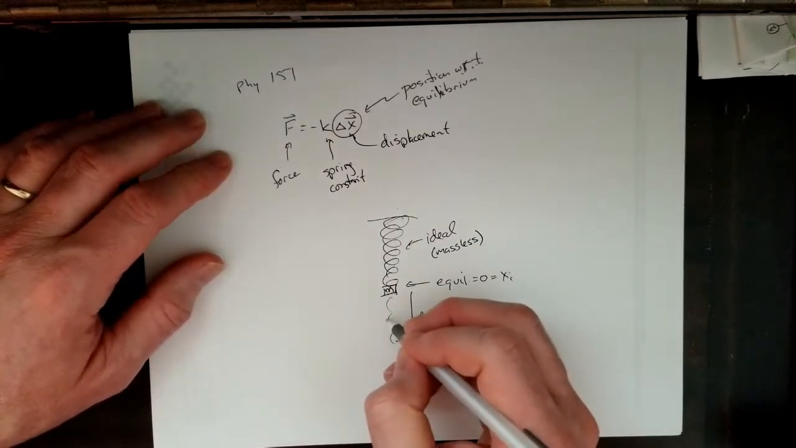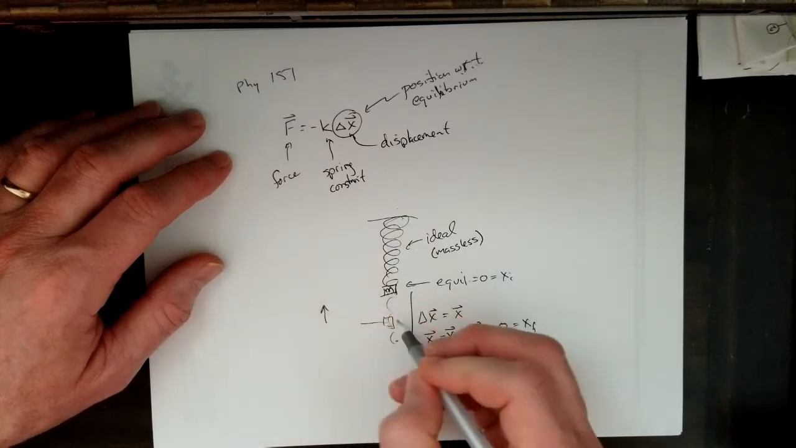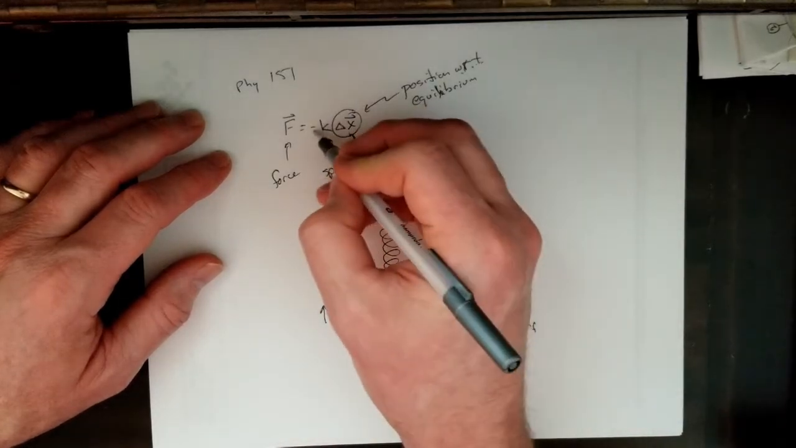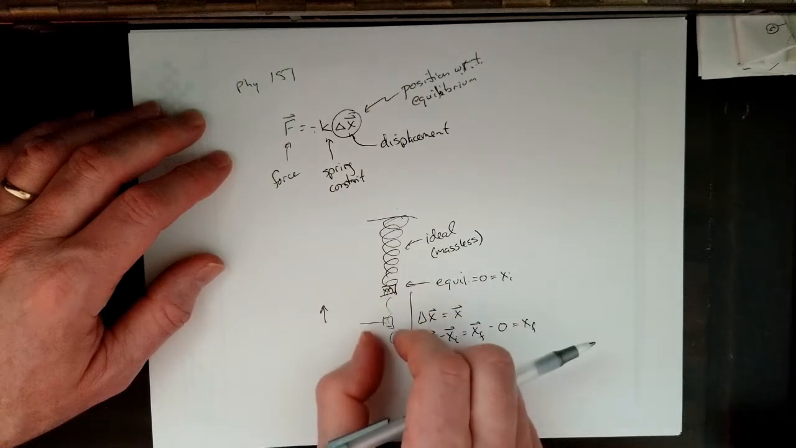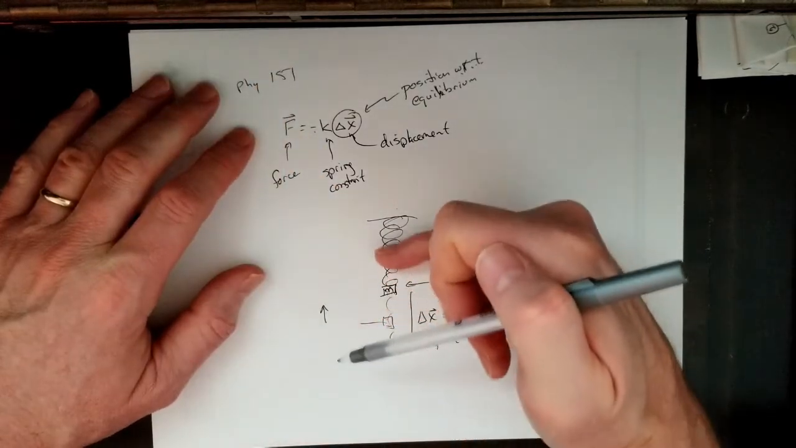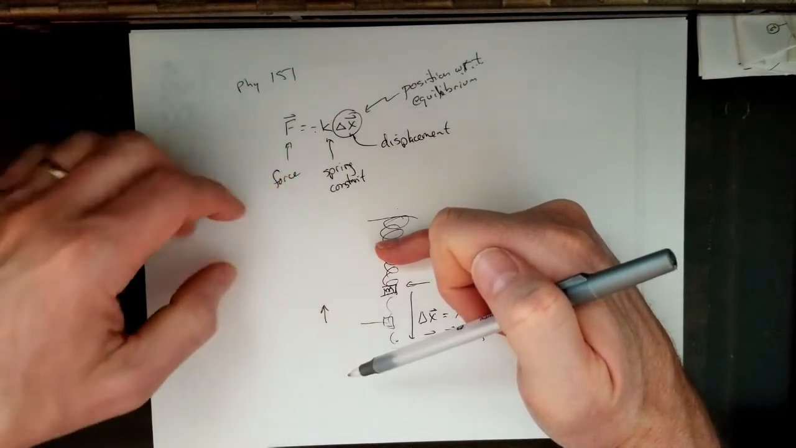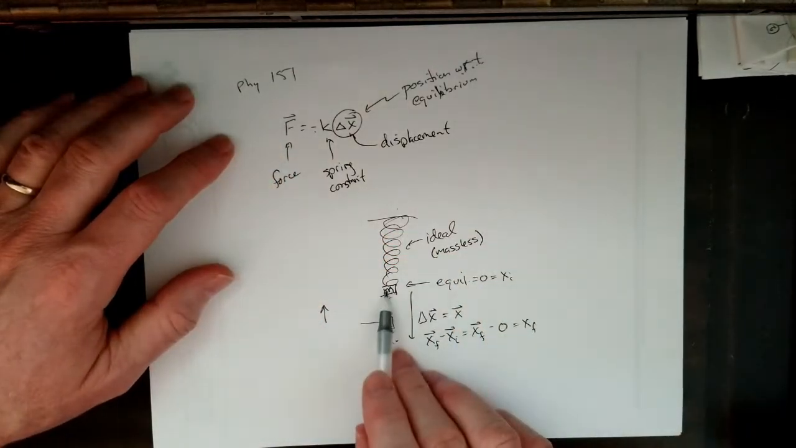Well, if I look at the forces acting on it, when the mass is here, I have a force acting up. That's what the minus sign is telling us: since the displacement is down, the force is in the opposite direction, which is up. If I push the mass up, then the force will be in the opposite direction, which is down. The force is always towards equilibrium.